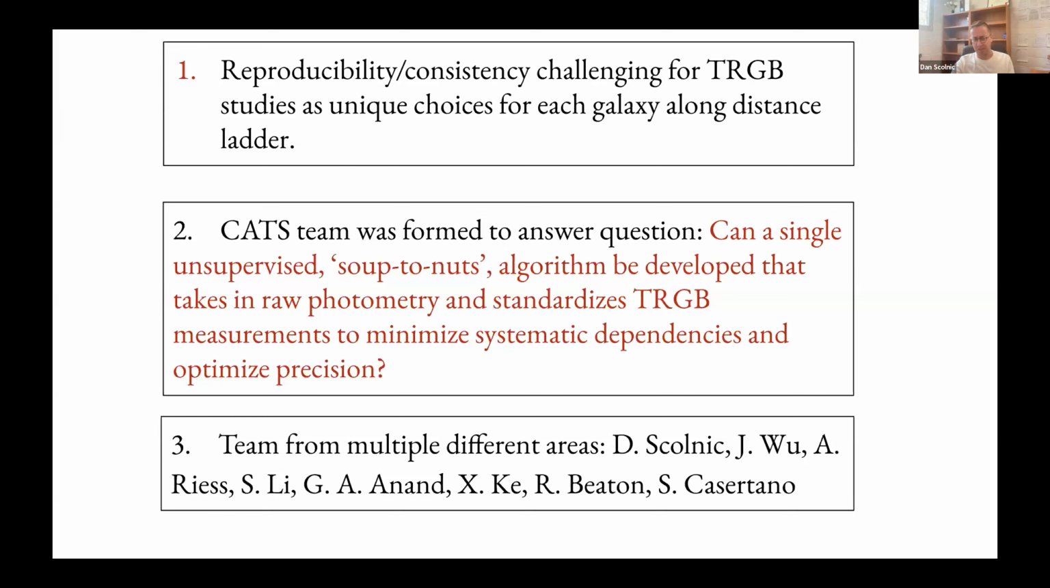It was formed to answer just this one question: can a single unsupervised soup-to-nuts algorithm be developed that takes in raw photometry and standardizes TRGB measurements to minimize systematic dependencies and optimize precision? The big goal is that we try to figure out what this algorithm could be and release everything so that the community could then try to improve upon it. And this is not a SH0ES or Pantheon team. It has some members of that, but we also have members from different TRGB teams.